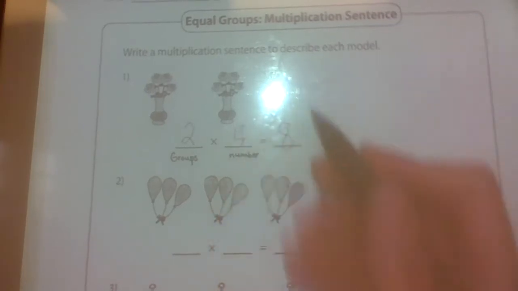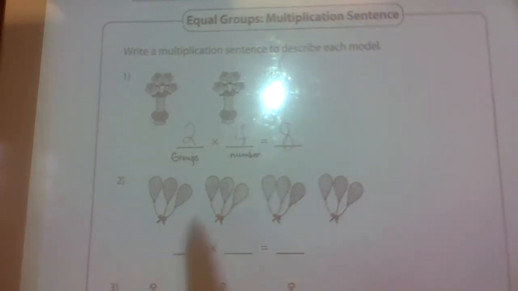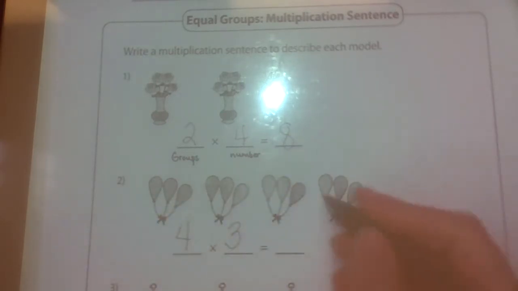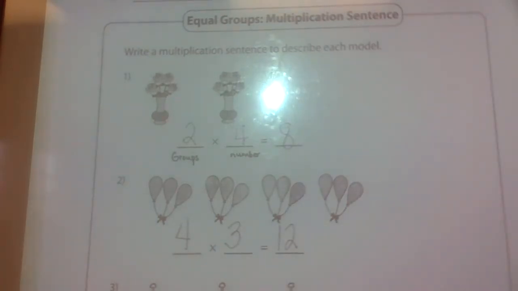All right, let's look at number 2. How many groups of balloons? 4 groups. How many balloons in each group? 1, 2, 3. Each group has 3. So our multiplication sentence is 4 times 3. And if you count 3, 6, 9, 12, 4 times 3 equals 12. Okay, let me raise my paper up.